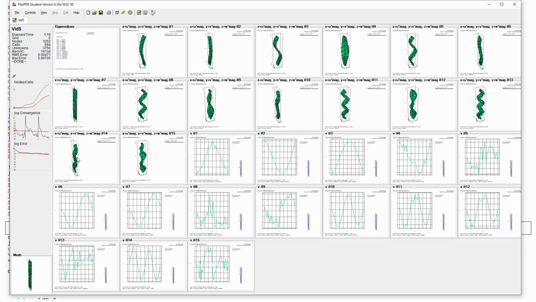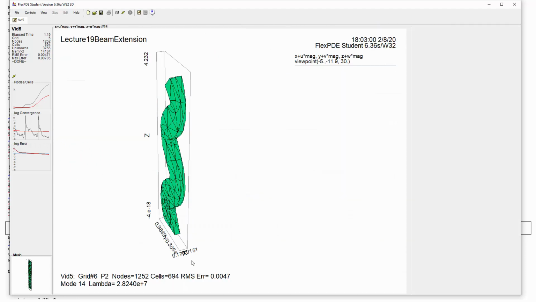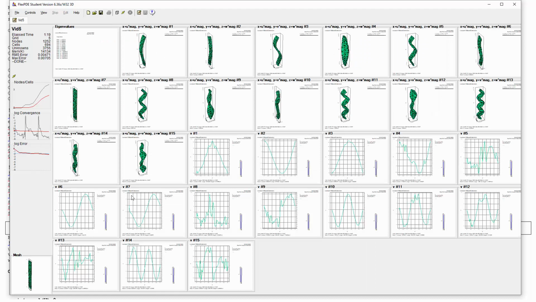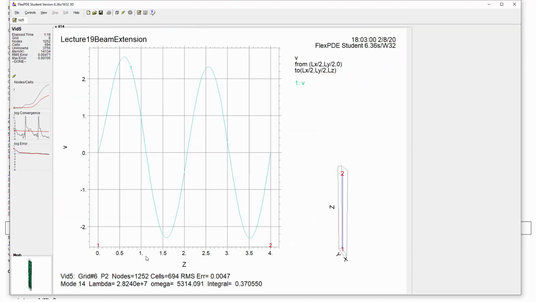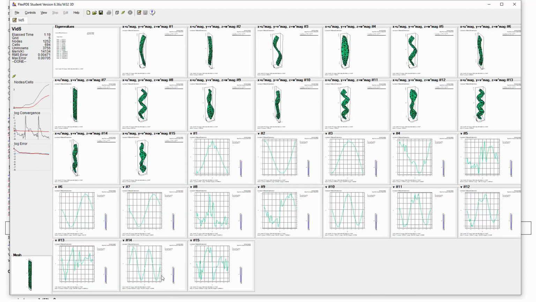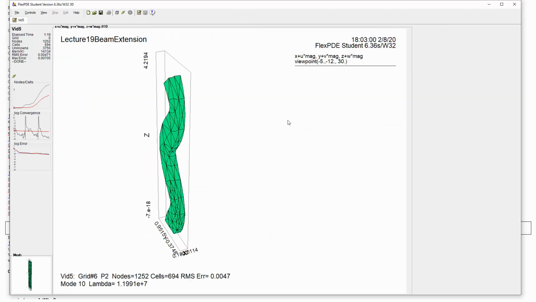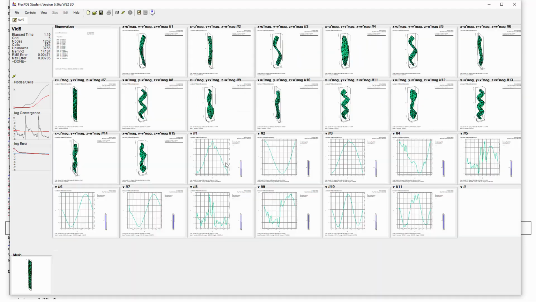Was it actually this mode here? So this one, mode 14. Let's check number 14. Omega 5314. So that doesn't seem like it's the right one. What about this one though? This is another mode in that resonance that seems like it's got the right order.